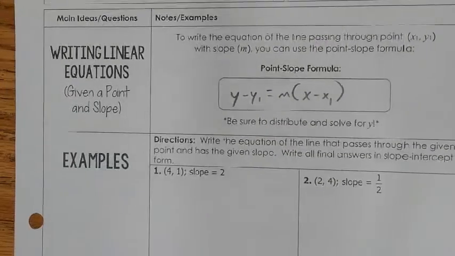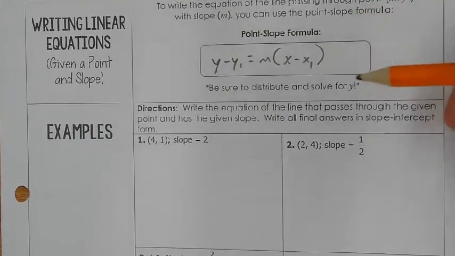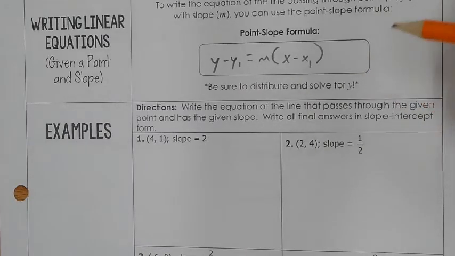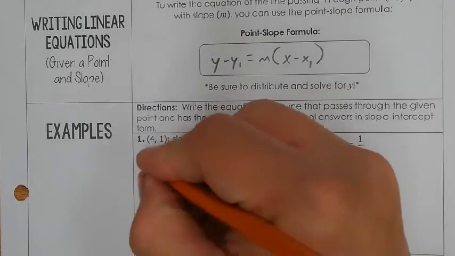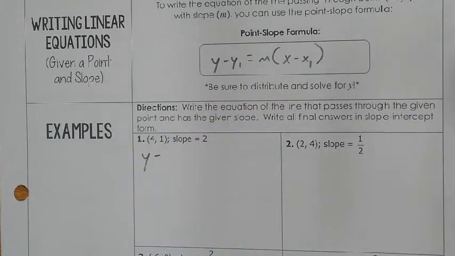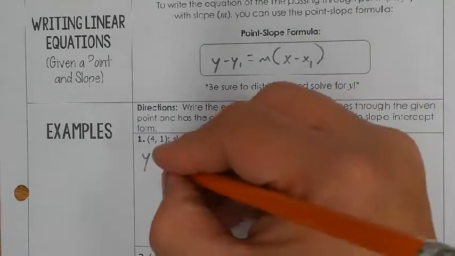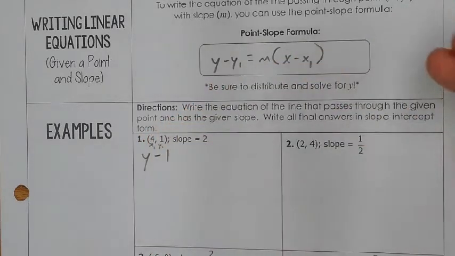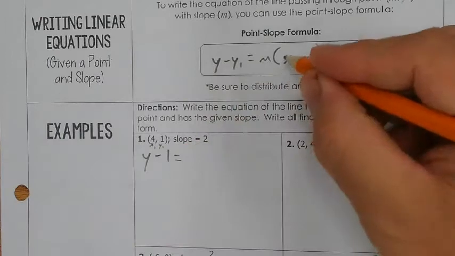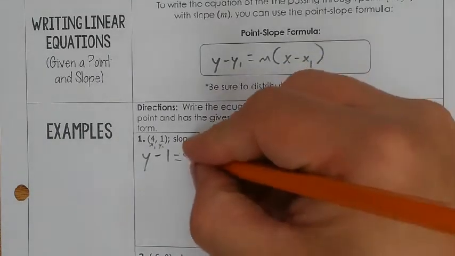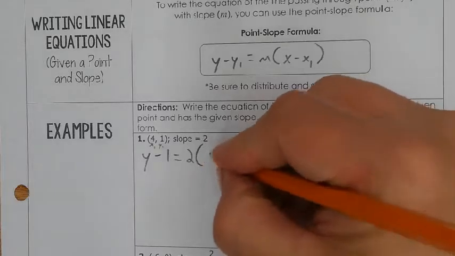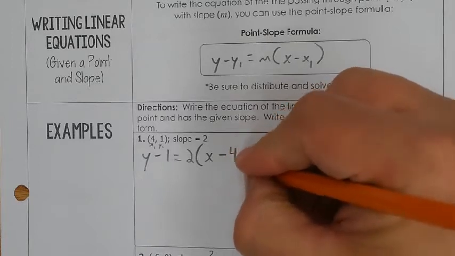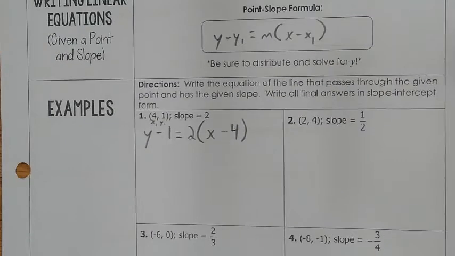It's actually pretty easy if you write down the formula and you have it, and on the test I may even give it to you just to help you out a little bit. But you're going to do y minus, what's your y1? 4. That's x1, 1. Just in case anybody forgets, that's x1, that'd be y1. So y minus 1 equals m, what's m? 2. 2, parenthesis, x minus x1. What's x1? 4. So does everyone see how we set up that equation?